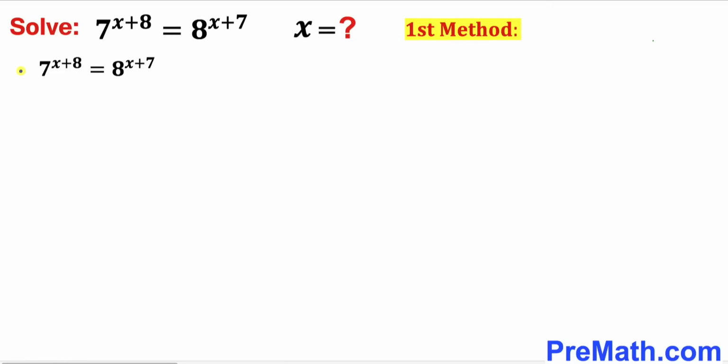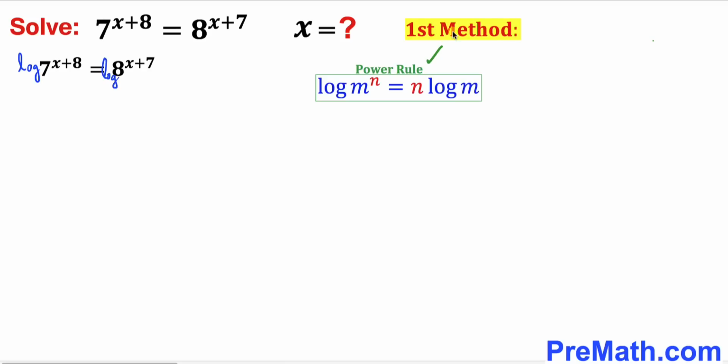I'm going to take the log on both sides, on the left hand side and the right hand side as well. And now let's recall the power rule. If we have log of m^n, then I can drag this exponent n all the way to the very front, as you can see over here on the right hand side. We are going to apply this rule on the left hand side of this equation first.